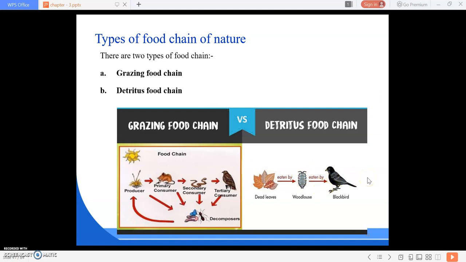In the grazing food chain, first comes the producer, then the primary consumers, then the secondary consumers, then the tertiary consumers, and so on, or the decomposers. But in the detritus food chain, first is detritus, then detritivores, then detritivore consumers, then small carnivores, then large carnivores. So according to nature, food chains are of two types: first the grazing food chain, and second the detritus food chain.